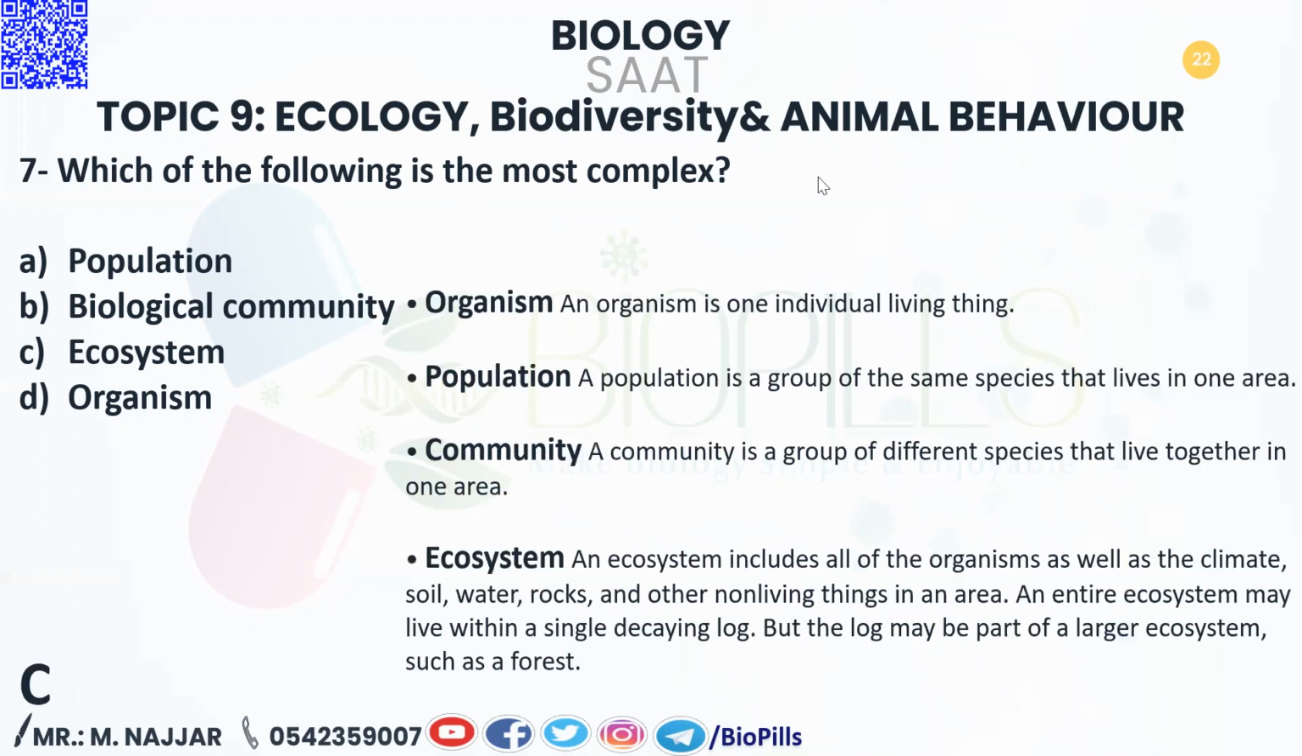So let's arrange them. We're going to start with organism, which is one individual living thing. A group of organisms makes a population. Different populations will make a biological community. Communities, if we add to them the abiotic factor, will make the ecosystems.